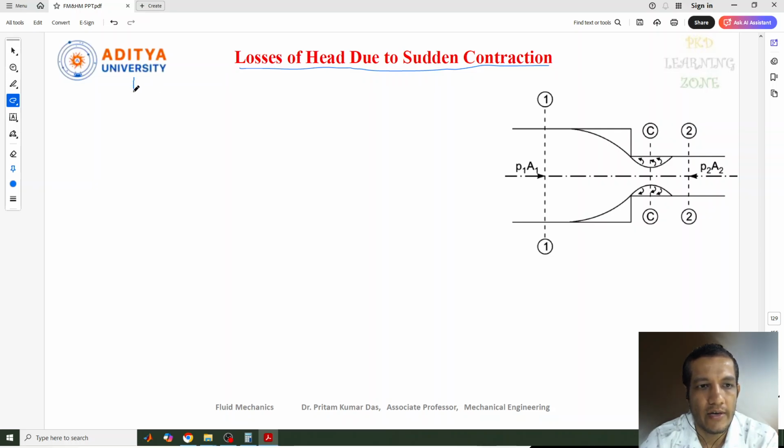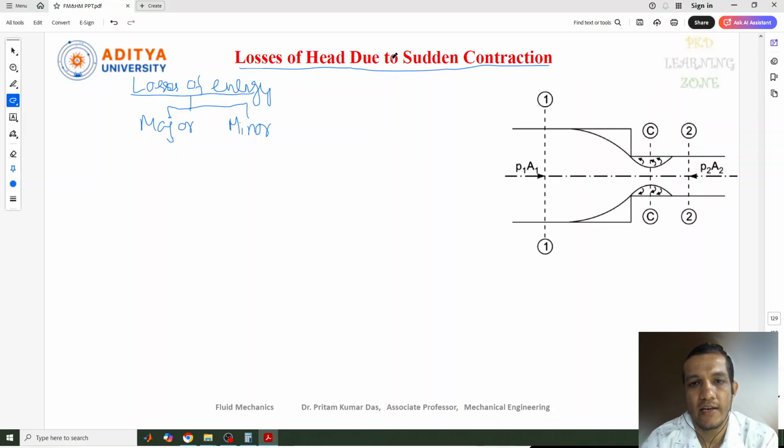So we are discussing the losses of energy. The losses of energy are also known as losses of head, and they are divided into two categories. One is major loss, another one is minor loss. Major loss we have already discussed; this is due to friction. Minor loss happens for many reasons, and one of them is sudden contraction in the pipe.